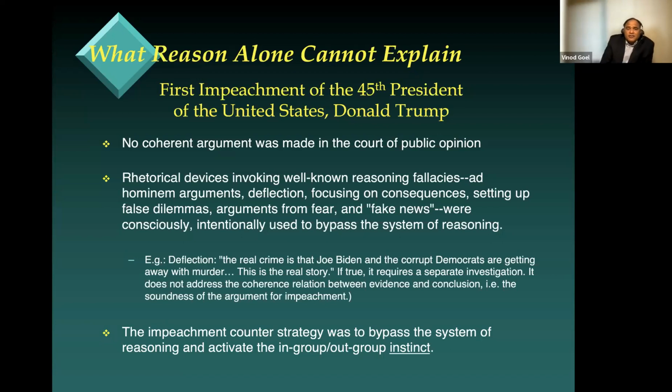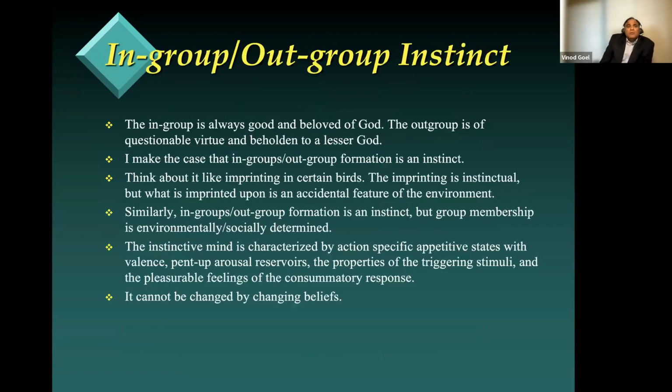So deflection, here's an example of deflection. The real crime is that Joe Biden and the corrupt Democrats are getting away with murder. This is the real story. Well, okay, if true, it requires a separate investigation, but it does not address the coherence relation between the evidence and conclusion regarding the impeachment, right? It's irrelevant. So the impeachment counter strategy was to bypass the system of reasoning and activate the in-group, out-group instinct. Now, as you know, the in-group is always good and beloved of God.